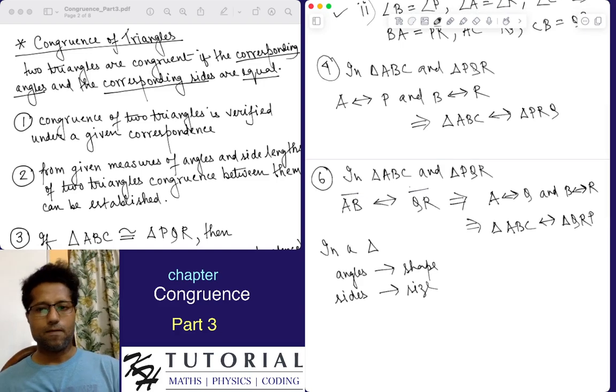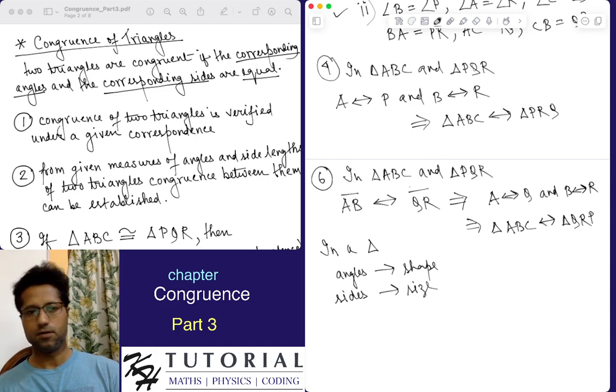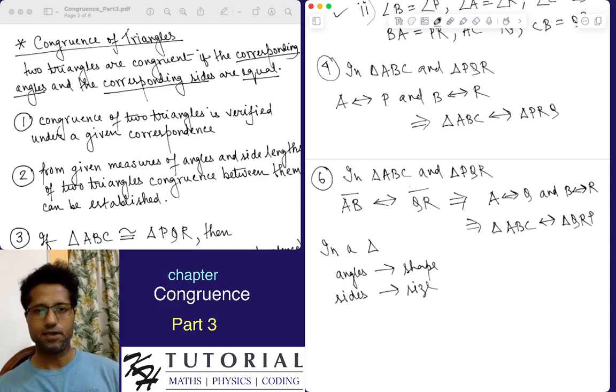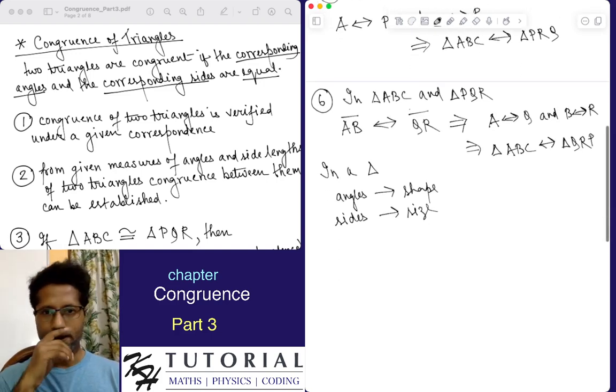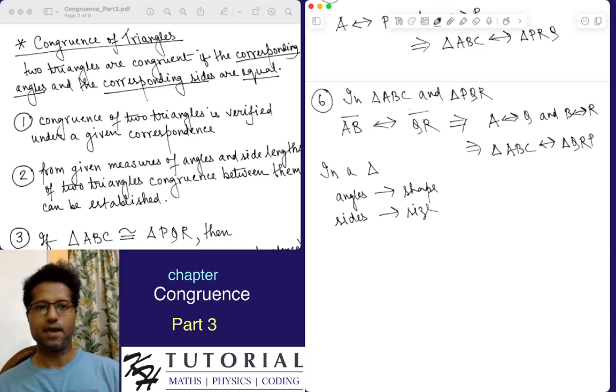Now, two triangles will be congruent when the same principle follows, if you can superpose one triangle on top of the other so that one triangle covers or hides the other triangle entirely. Okay, now in the textbook, in words, it is said that two triangles are congruent if the corresponding angles and the corresponding sides are equal. Why is it saying corresponding angles and the corresponding sides are equal?